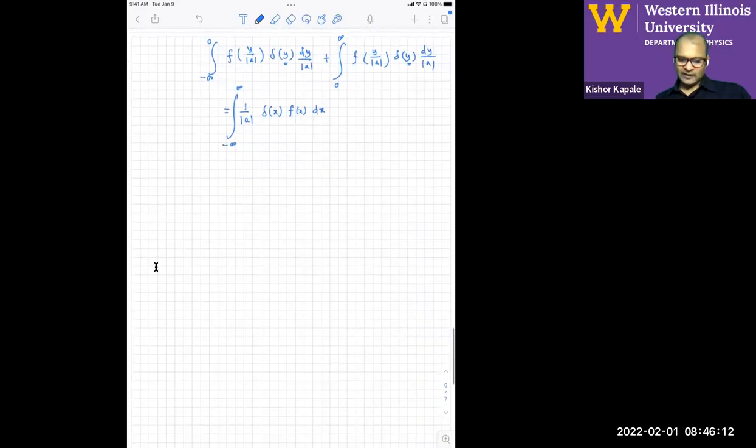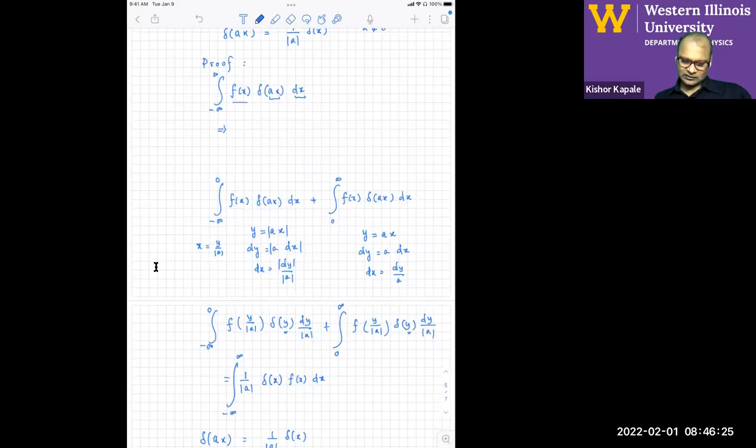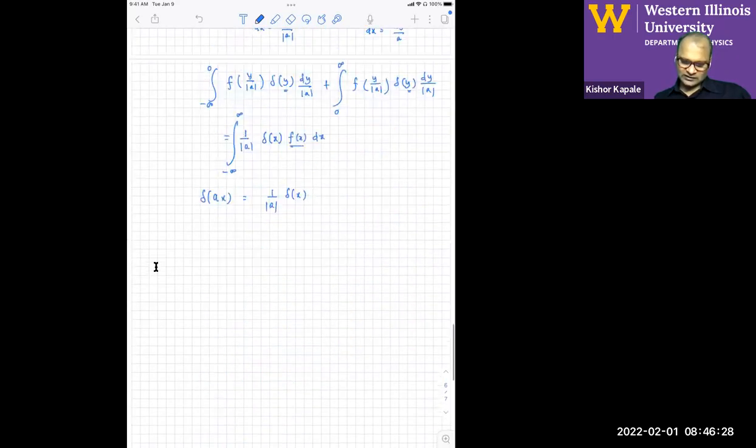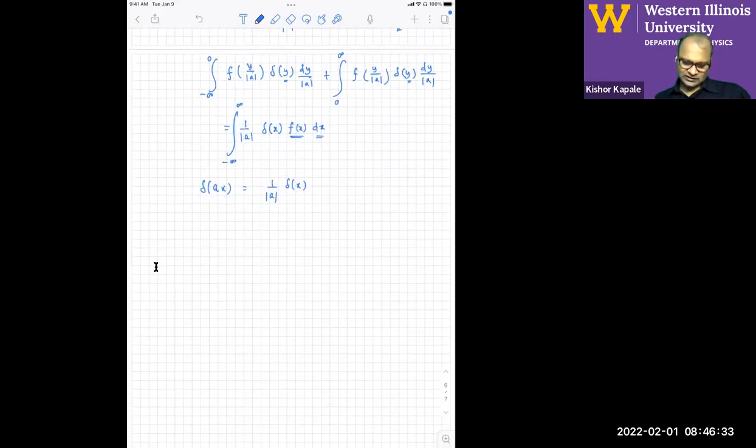Everybody with me? And that means I can say that delta of ax is nothing but 1 over absolute a delta of x, by comparing with this, f of x dx, delta of ax is now replaced by delta x with that. So that's how you prove the identities of the delta function only through their integral properties. It does not work otherwise. Make sense? Everybody with me so far?